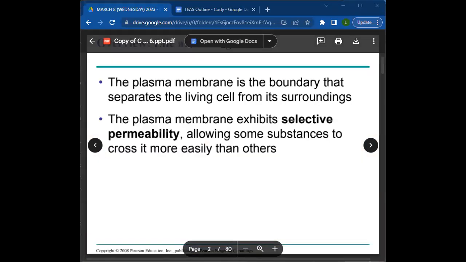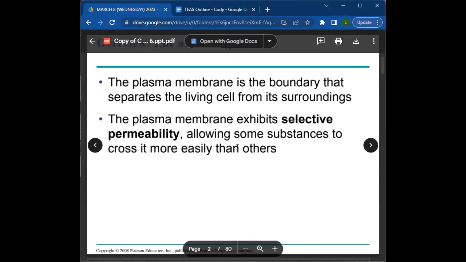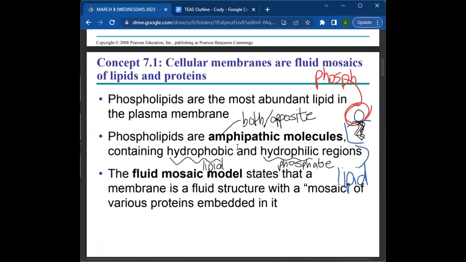First, one of the most important properties of the plasma membrane is that it exhibits what's called selective permeability. If you think about it, if a college or a club is very selective, they are very picky about who they let in or out of that college or that club. And so the plasma membrane works in a very similar way. The plasma membrane is very picky about what it lets into or out of the cell. So that's one of the most important things to associate with the plasma membrane: that it's selectively permeable.